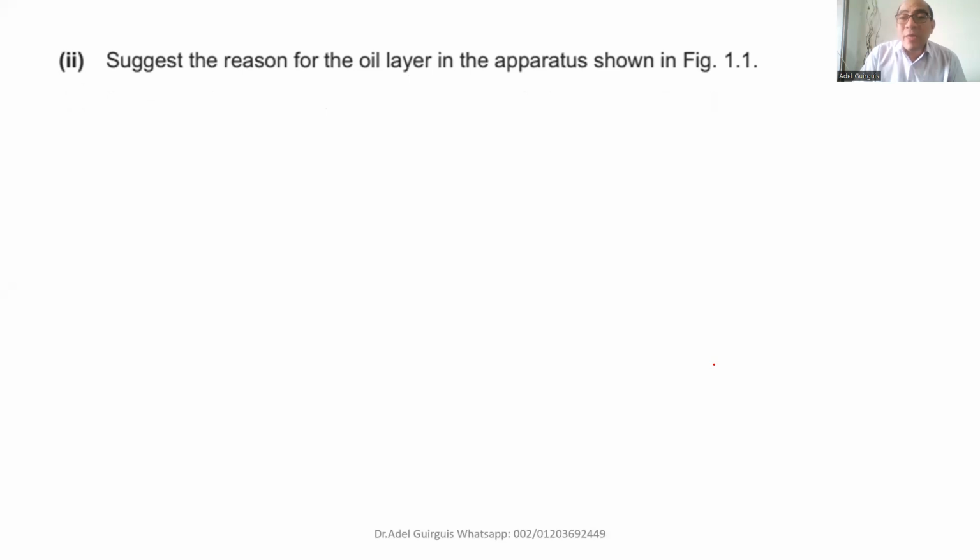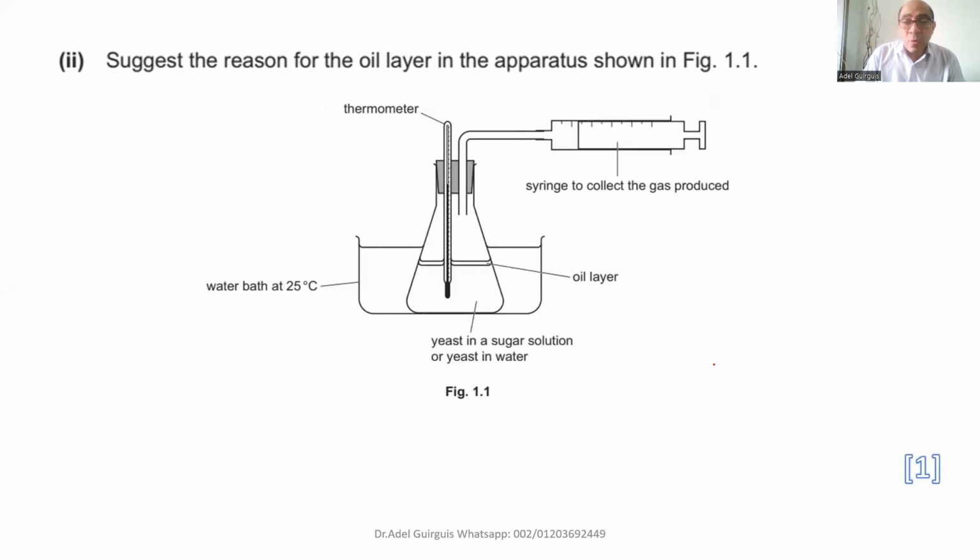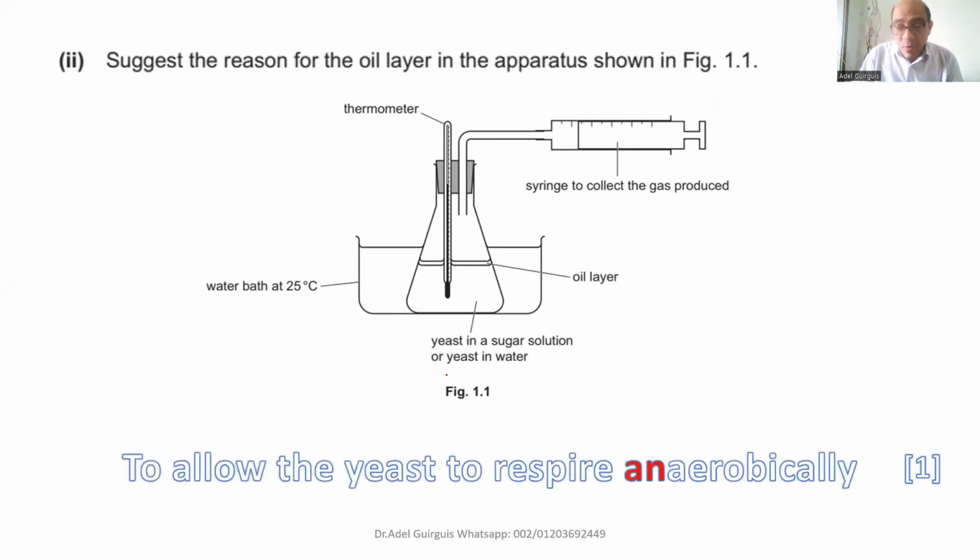Suggest the reason for the oil layer in the apparatus shown in figure 1.1. The examiner put a layer of oil over yeast in both flasks. Why? To prevent air entering the yeast suspension, to oblige the yeast to do anaerobic respiration, away from oxygen and air. This layer acts as a barrier, preventing the flask's air from mixing with the yeast suspension.